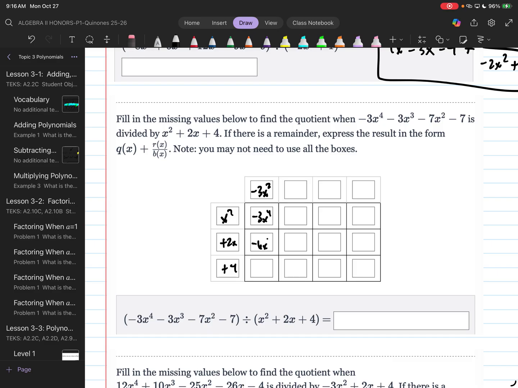Negative 6x cubed, negative 12x squared. So we are officially done with our quartic. We're done.